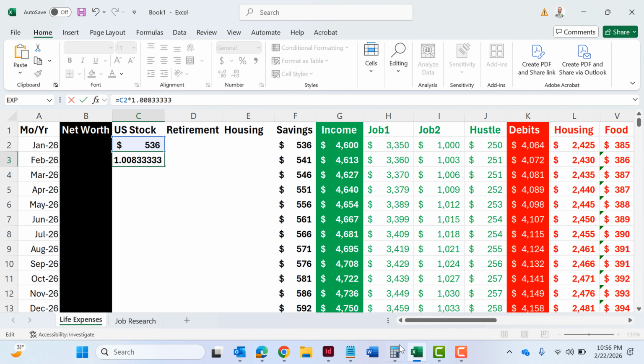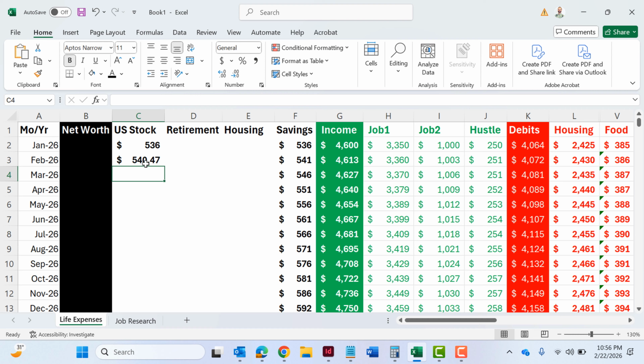1.00833333. Let me double check my equation here. Got it right. Hit enter. So our stock went up on its own $4. We did nothing to make $4. That's nice. We need to get rid of those decimals. It's not working. Let's try this again. Make it dollar amount and get rid of the decimals.